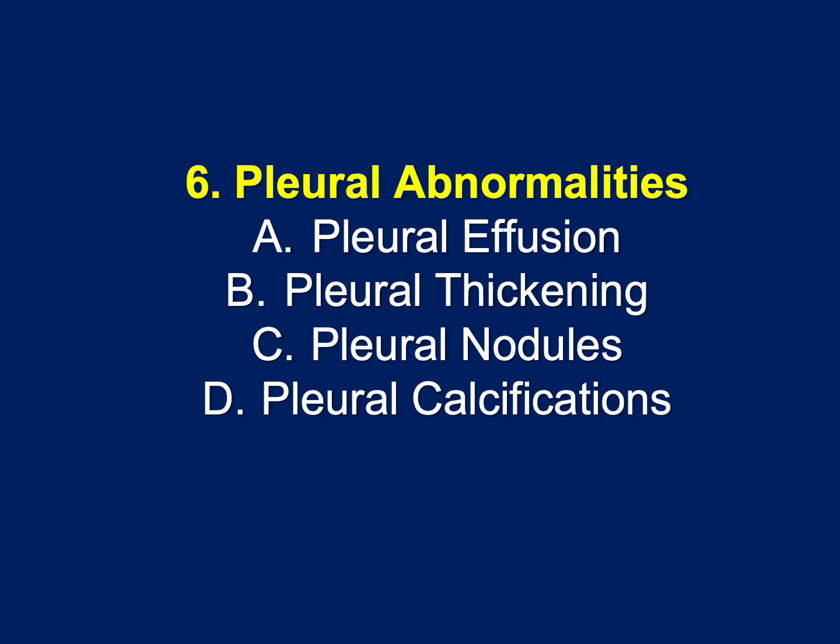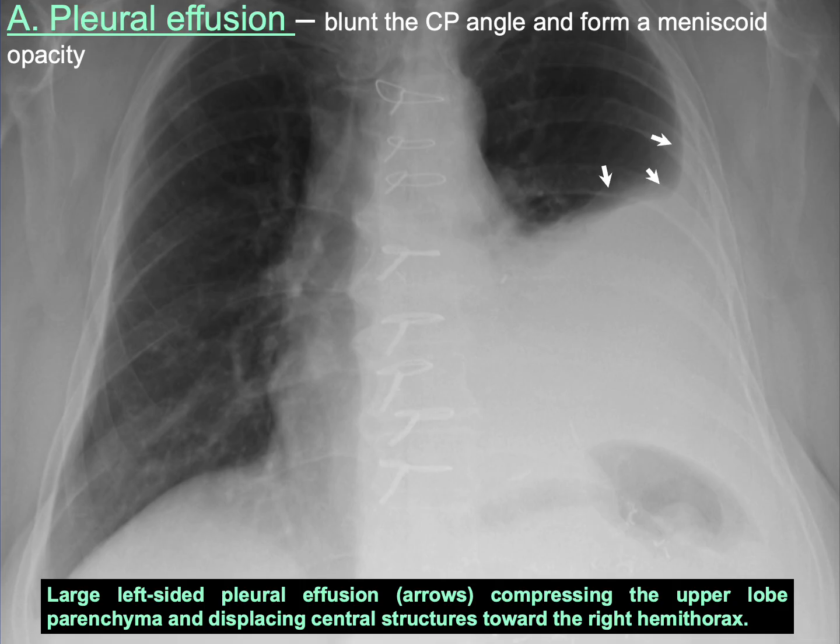Pleural abnormalities are of 4 different types: pleural effusions, thickening, nodules, and calcifications. And I'll try to show you some images of all of these. This is a pleural effusion. We know this is an effusion because it forms a meniscus, or a meniscoid type of opacity, blunting the cardiophrenic angle. The area appears white.